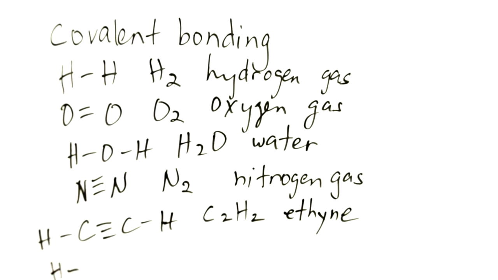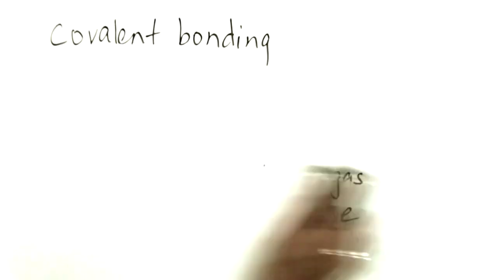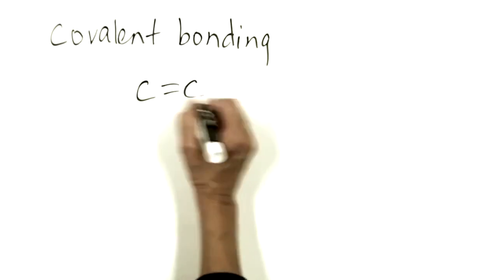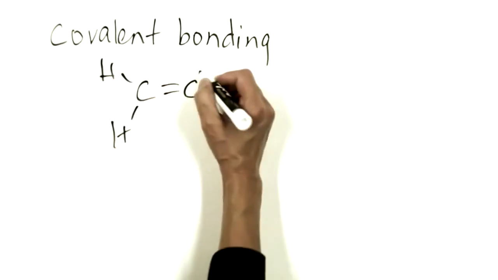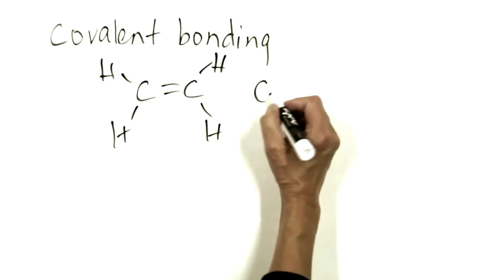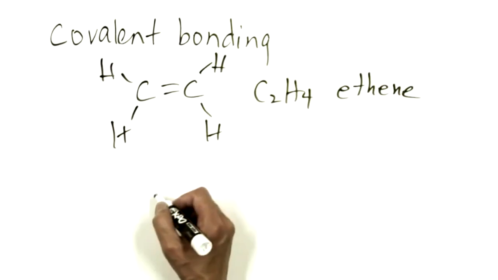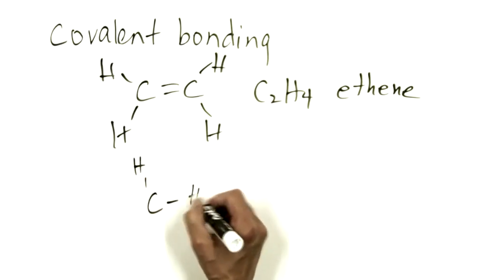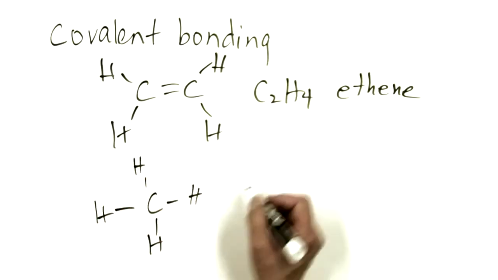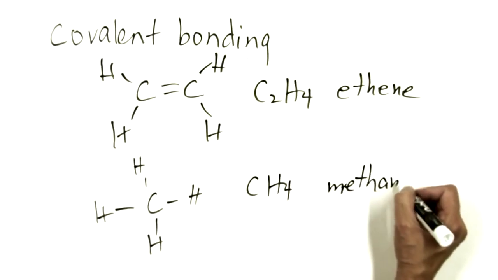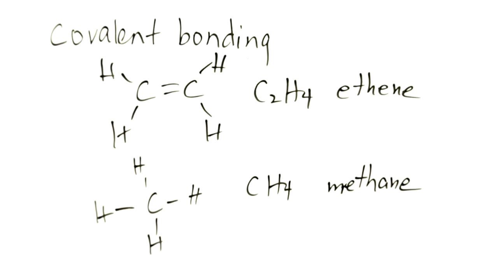Okay, let me just try to write other examples for you. All right, the other examples that we have discussed. You have your C double bond C, and you have H. So we had C2H4. This is your ethene. We have also looked at C combining with 4 hydrogen atoms, your CH4, and that is your methane. Okay, right. I will pause here and let us look at other examples of covalent compounds.